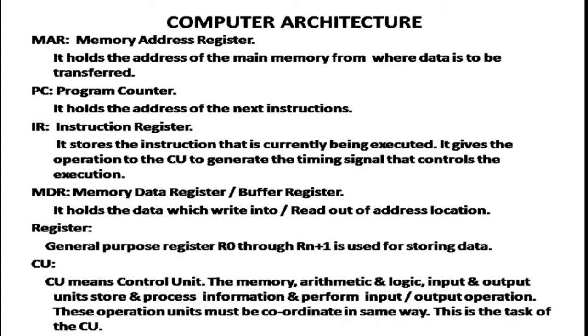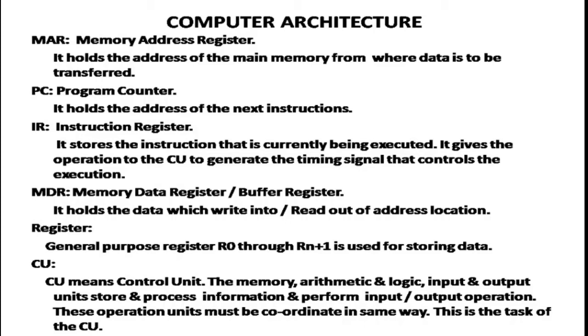So instruction register shows the instruction that is currently being executed. It gives the operation to the control unit to generate the timing signal that controls the execution. So every instruction to be executed is to be brought to the instruction register. Then depending upon the instruction types and formats, the control unit generates the timing signals and other signals.